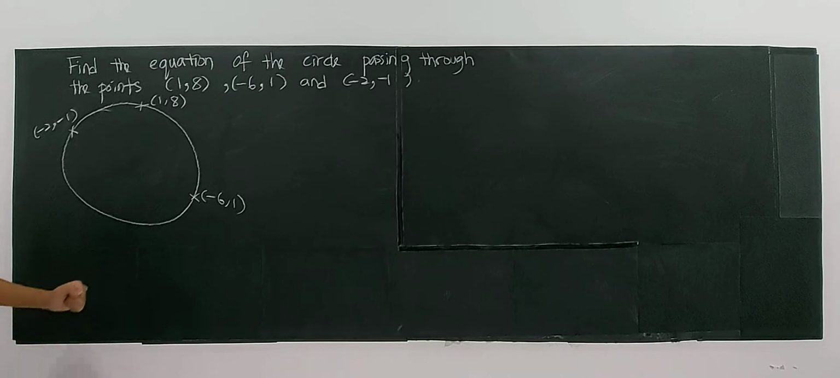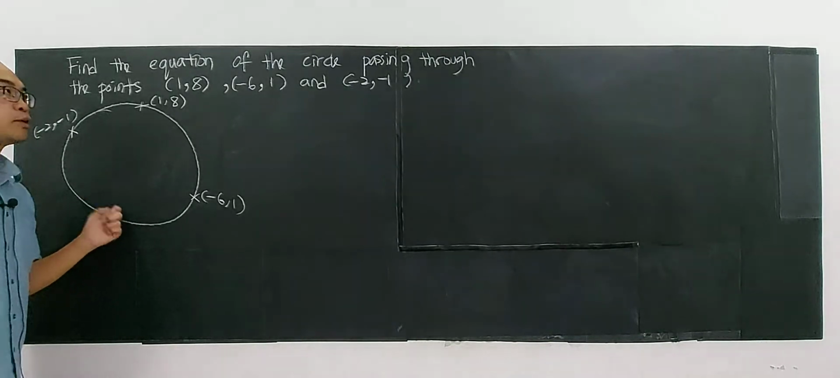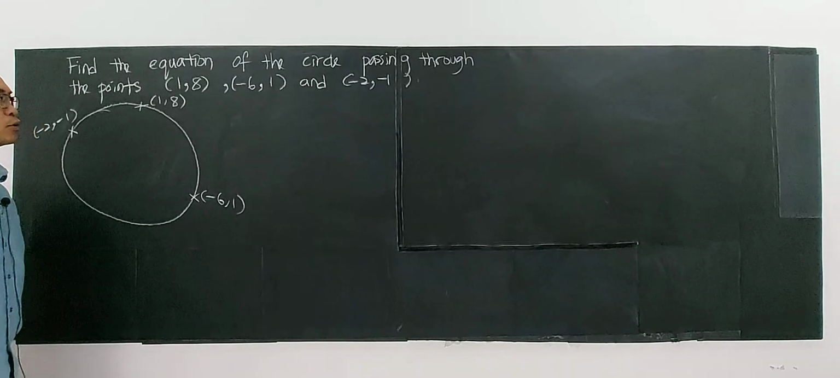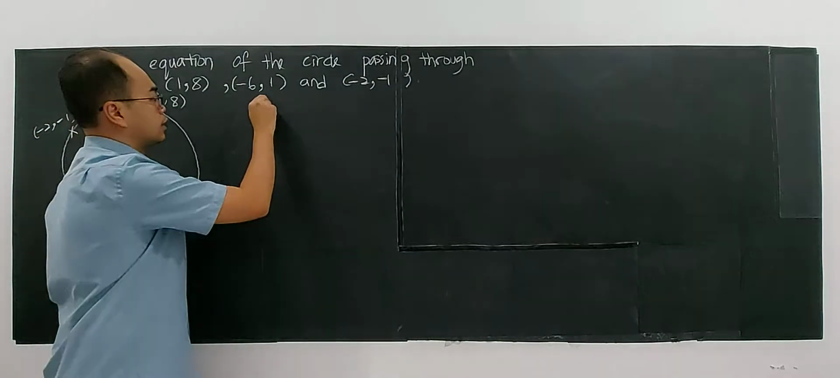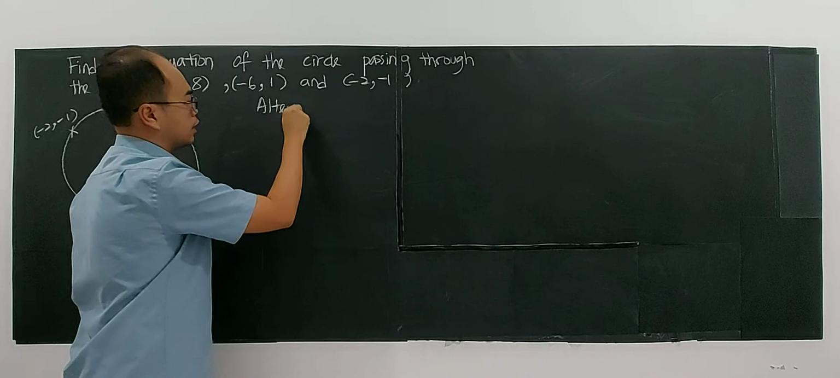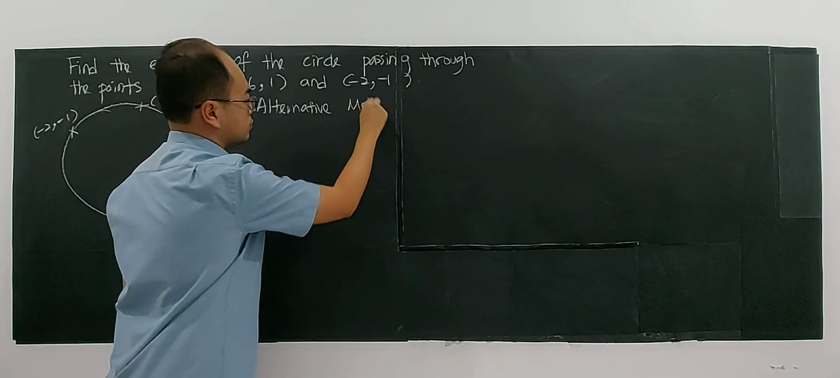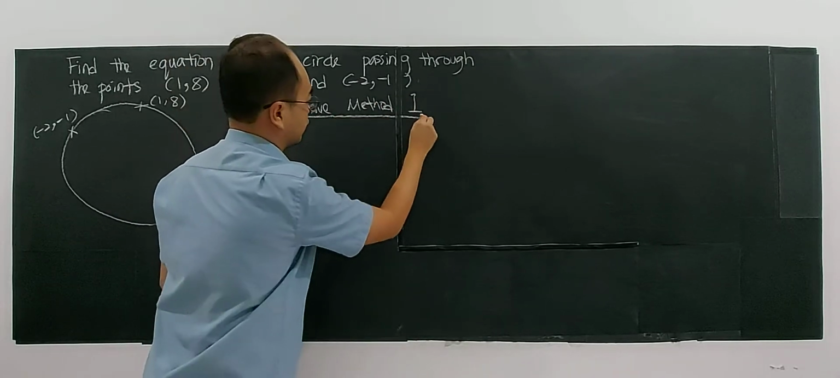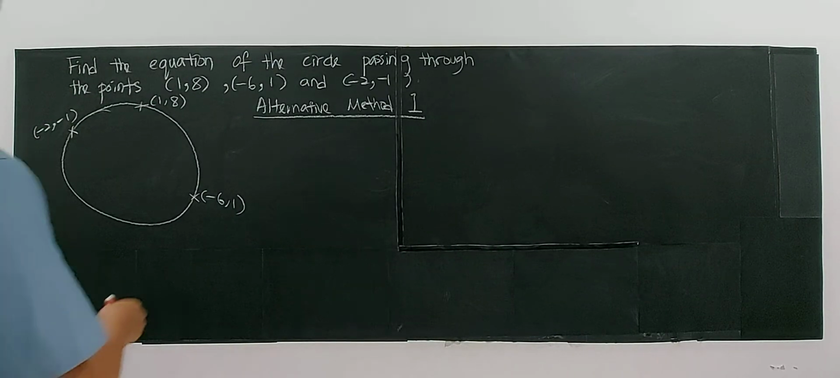So there are 3 to 4 alternatives in finding the equation of a circle. I will show you 2 of the alternatives. The first will be using the general equation. I'm going to discuss alternative method 1. So I show you 2 methods in finding the equation of the circle here. For this case, I'm going to use the general equation.